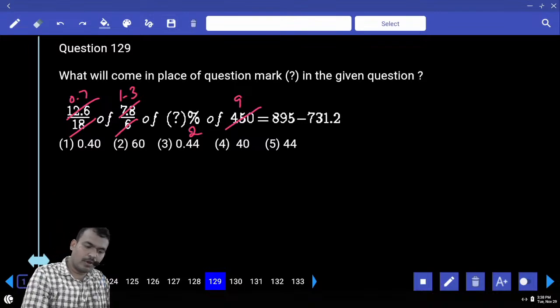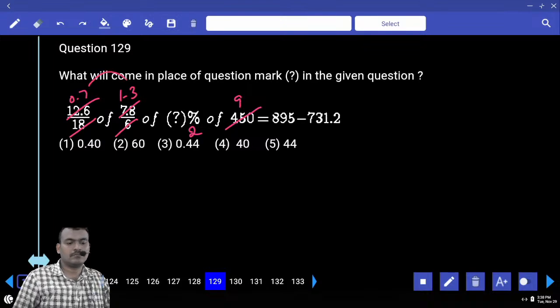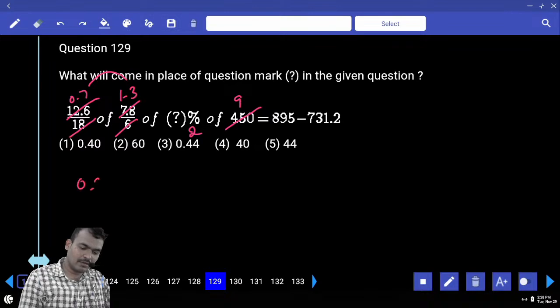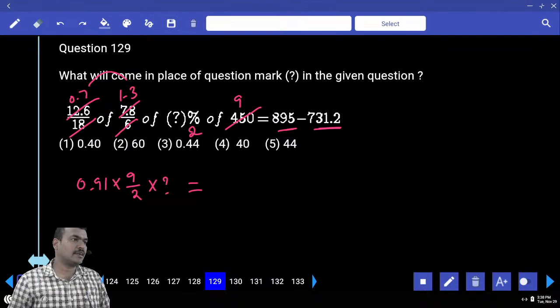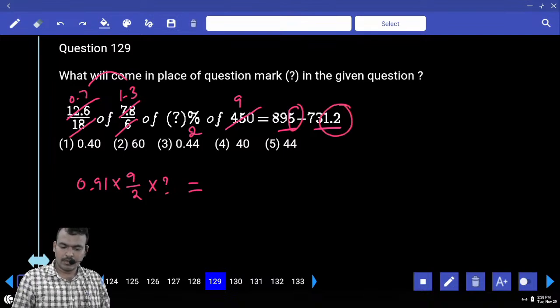Okay. 0.7 into 1.3. 1.3 into 0.7. 0.91 into 9/2 or not? Into something that is equal to 895 minus which one? 731.2 or not? First 5 minus 1.2. 3.8 or not? 89 minus 73. 16 or not?